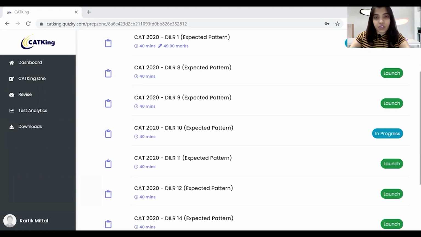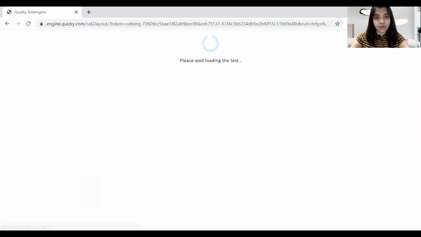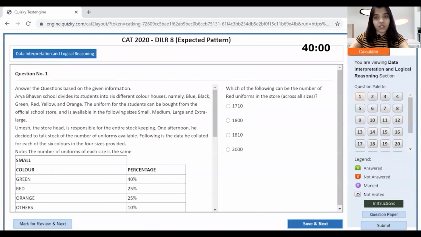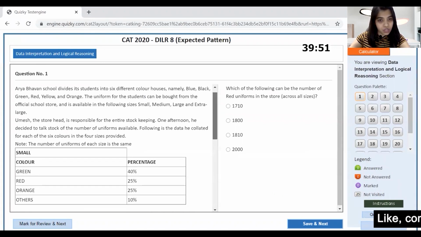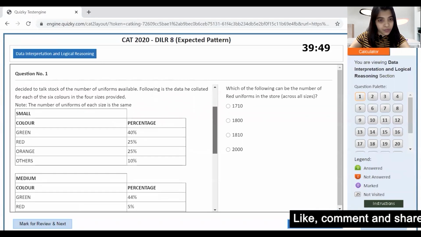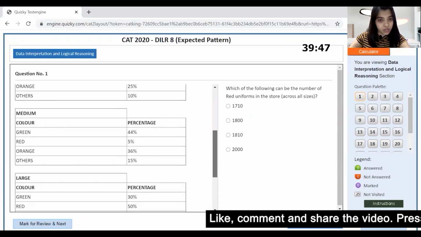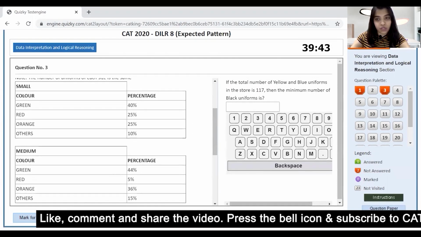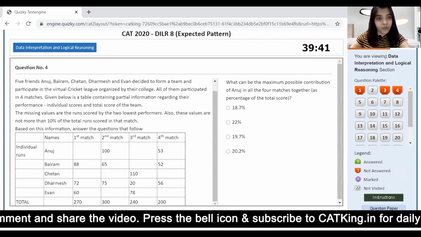All right, guys. So let's start with DILR for our C8. Right. Fine. So the first question is talking about 6 different houses. There are 4 different sizes and some percentage of uniforms. It's sort of a basic DILR question. All right, so we have three questions.